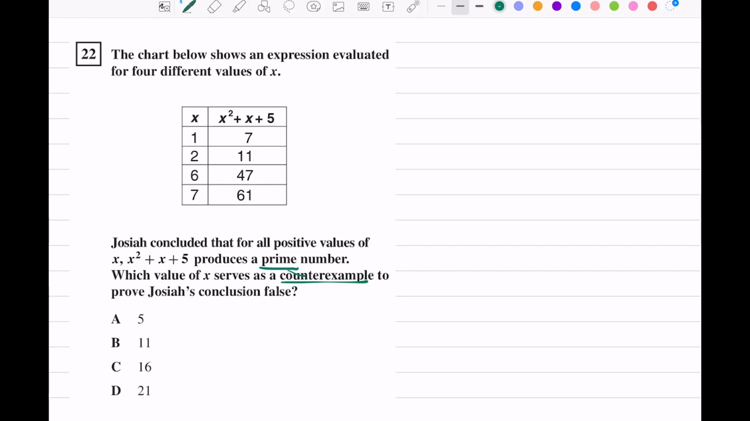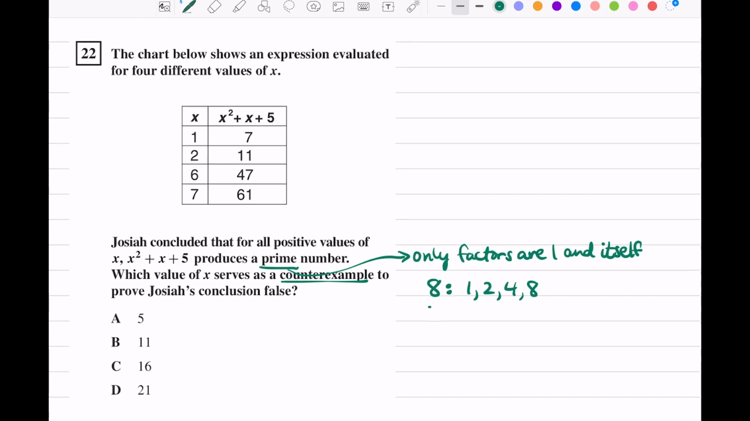All right, first of all, a prime number is a number whose only factors are 1 and itself. For example, if we have the number 8, we can divide it by 1, 2, 4, and 8 cleanly. However, if we have the number 7, we can only divide it by 1 and 7 cleanly. So in this case, we call 7 a prime number, and 8 would be a composite number.